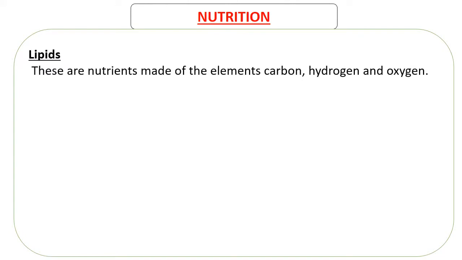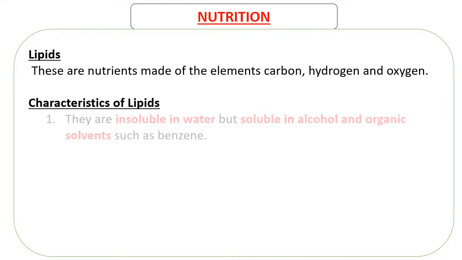So we're going to start with lipids. Lipids are nutrients made up of the elements carbon, hydrogen, and oxygen. Lipids are made up of these three elements. Just to give you an idea of what lipids are: oily food substances such as cooking oil or salad oil, as we like to call it, and butter. Those are two examples of lipids, and also fats from animals like pork. It usually has a lot of fats. Those are lipids.